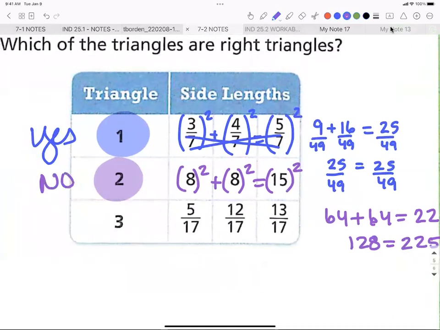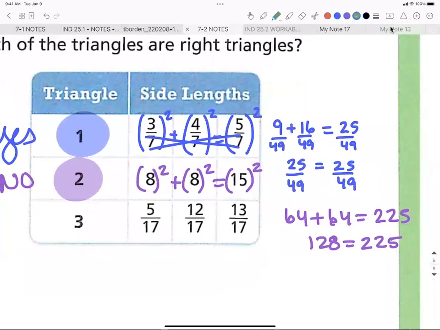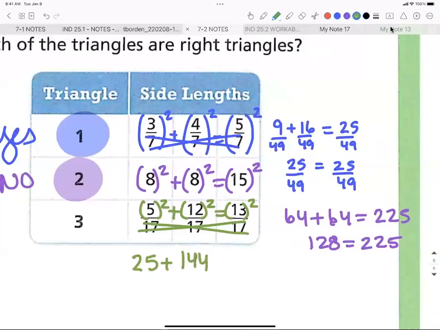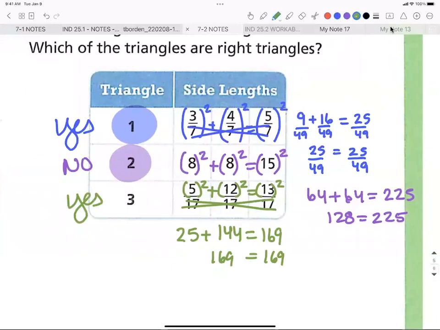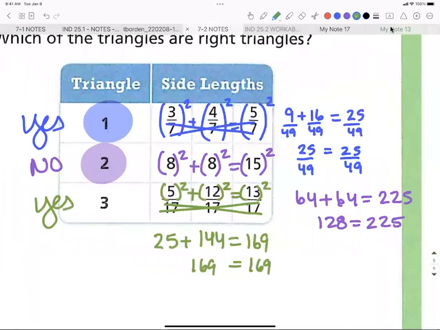Okay, now we got to do one more. And again, because our denominators are the same, I'm going to take the shortcut. I'm going to square 5, add it to square 12, and see if it equals the square of 13. So when I square 5, I get 25. When I square 12, I get 144. And when I square 13, I get 169. 25 plus 144 is 169. So is the green one a right triangle? So then when you go to answer your question, you would select that 1 and 3 are the right triangles.